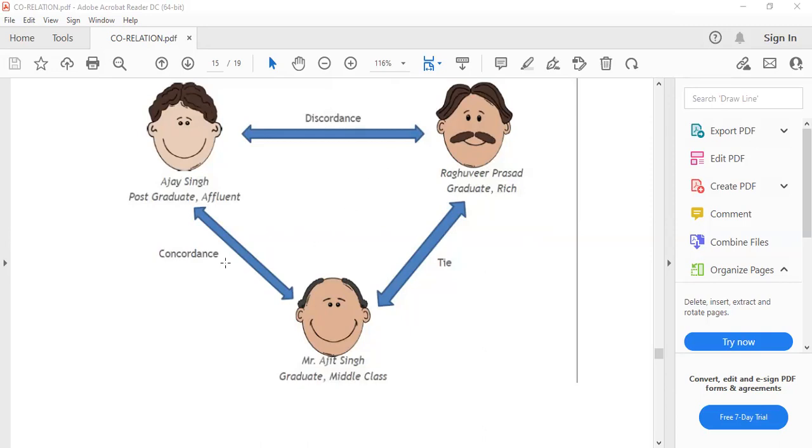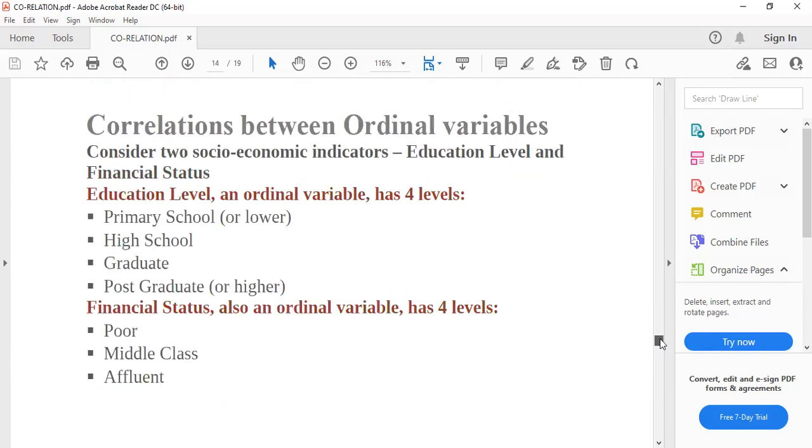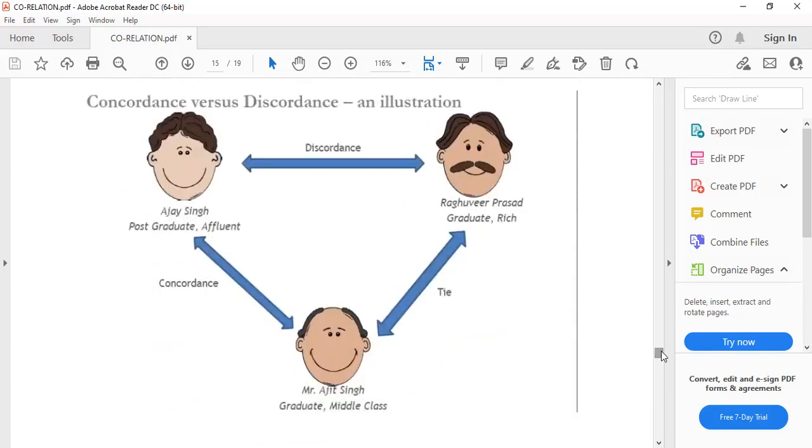I've told you that concordance and discordance happen in respect of groups. There are two kinds of groups taken: education level and financial status. If you want to do the mathematical computation, you can understand the mathematical part, how we have to compute these things. But look at this, there are two groups. One is education level, graduate, and the other is rich and middle class.